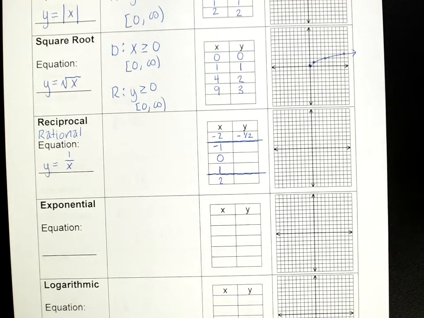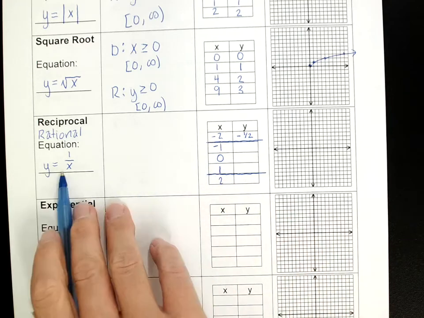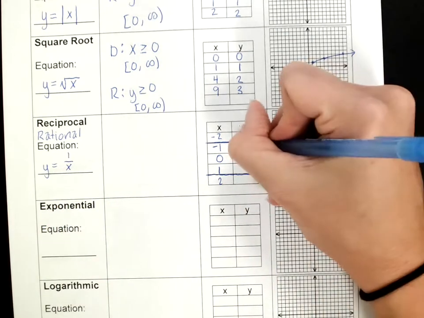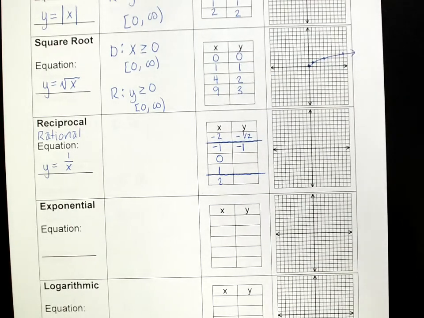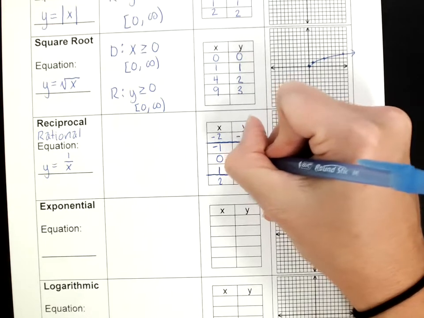That's why I say that one's not super helpful, because it is a fractional value and it's hard to be really accurate with halves. When I plug in a -1, 1 divided by -1 is going to be a -1. 1 divided by 0 is not possible. If you plugged this in your calculator, you would get an error.